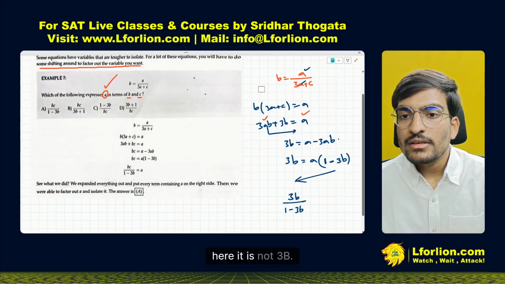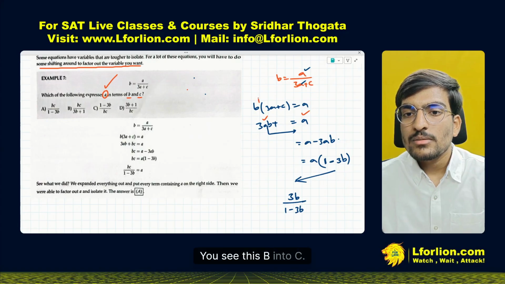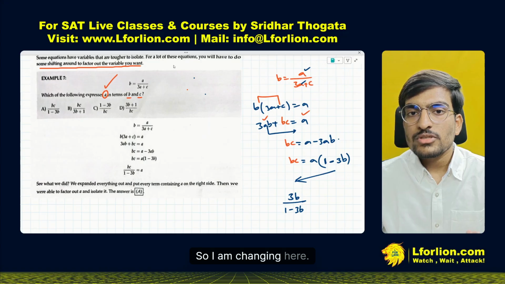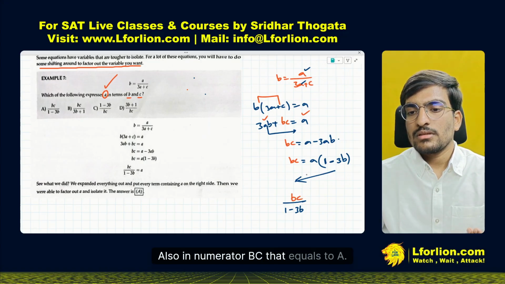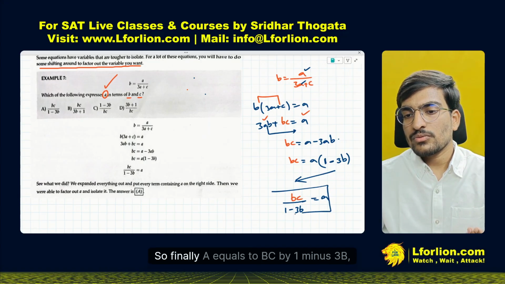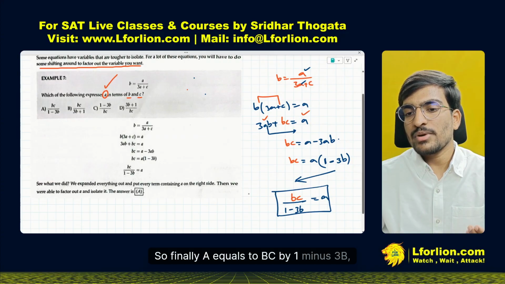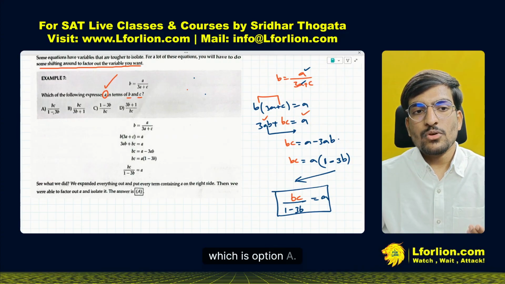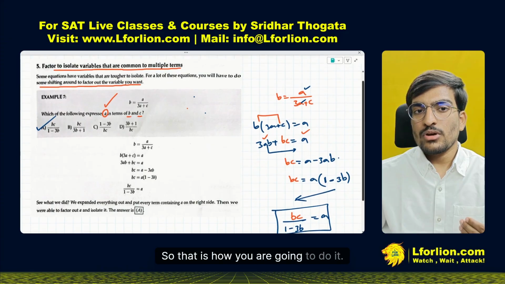Sorry, here it is not 3b. This is bc. You see this? B into c, this is bc. So I'm changing it in the numerator also, bc. That equals a. So finally, a equals bc by 1 minus 3b, which is option A. So that is how you are going to do it.